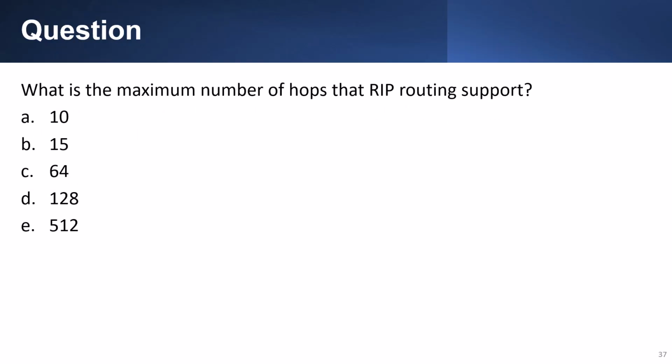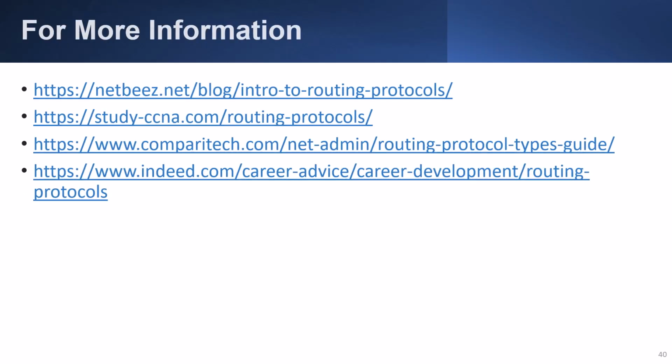Question: what is the maximum number of hops that RIP routing supports? Answer: 15. For more information, refer to these sites.